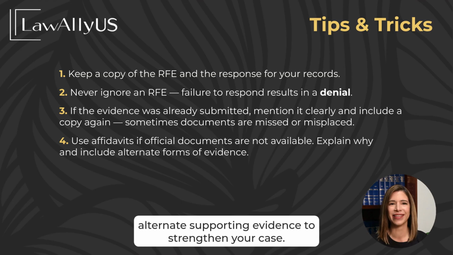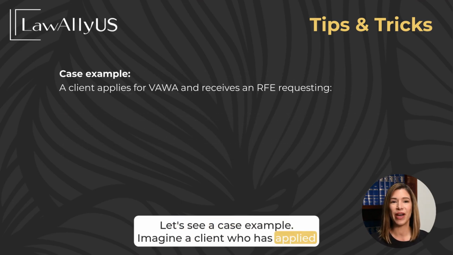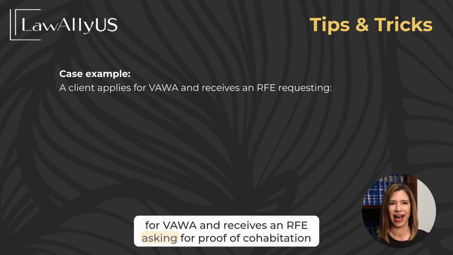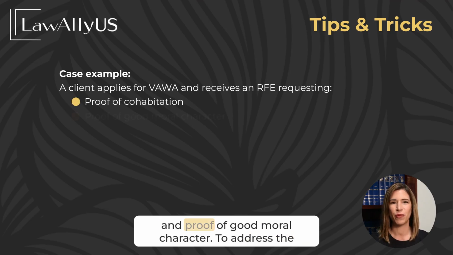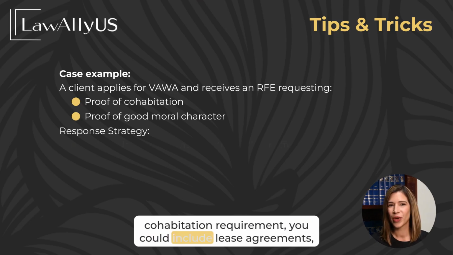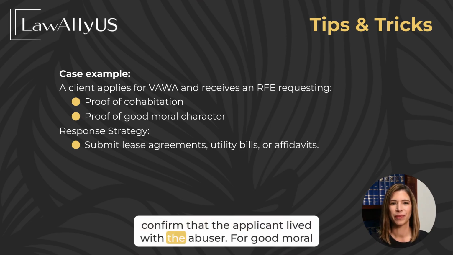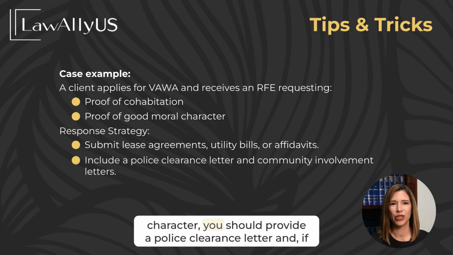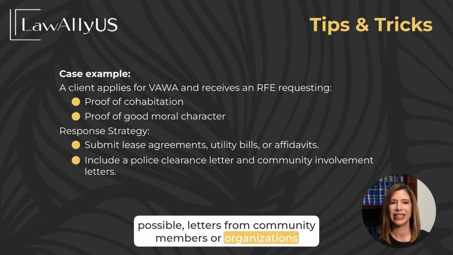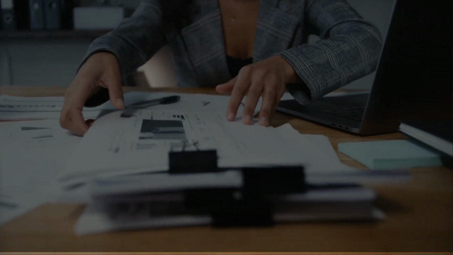Let's see a case example. Imagine a client who has applied for VAWA and receives an RFE asking for proof of cohabitation and proof of good moral character. To address the cohabitation requirement, you could include lease agreements, utility bills, or affidavits from friends or neighbors who can confirm that the applicant lived with the abuser. For good moral character, you should provide a police clearance letter and, if possible, letters from community members or organizations highlighting the client's positive contributions.